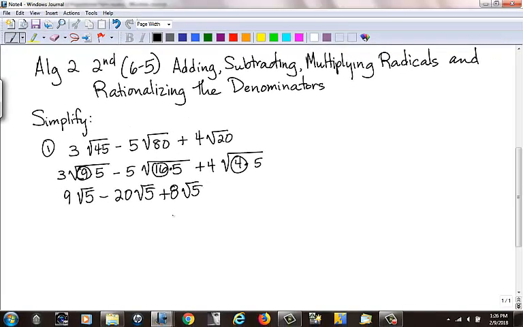And then these are like terms. It's just like saying 9x minus 20x plus 8x. So 9 minus 20 would be negative 11, negative 11 plus 8, negative 3. And the radical 5 stays the same. Okay? Not too bad on that one. Okay, let's do one more like that.